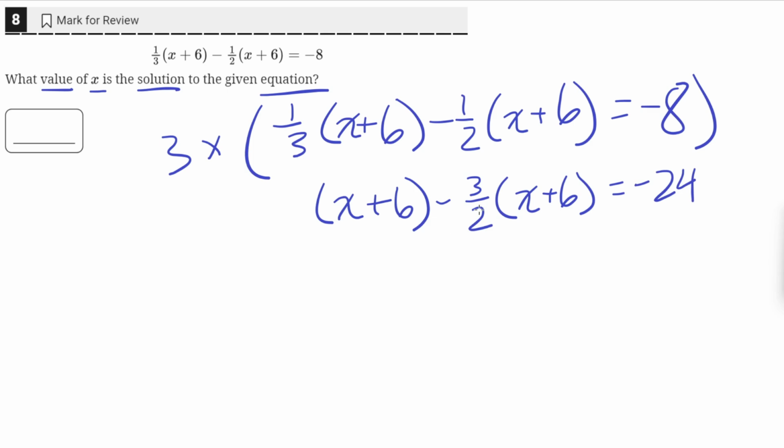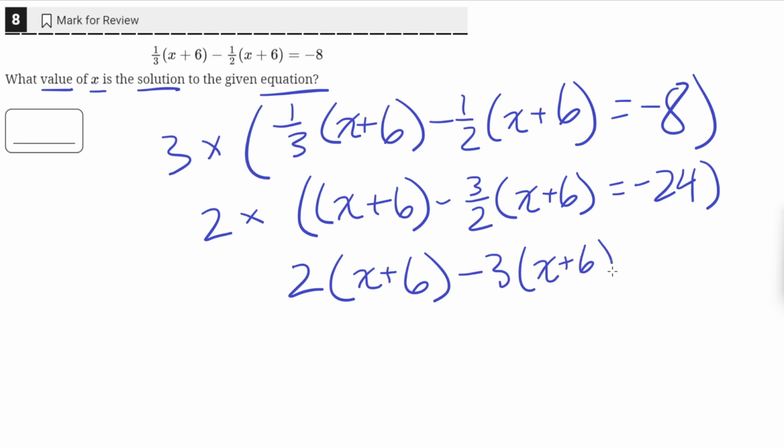Now, to get rid of this 3/2 here, what we can do is multiply both sides of the equation by 2. This way, we'll have 2 times (x + 6) minus 3 times (x + 6), because it cancels out with the half. And then -24 times 2 is -48. So now we've gotten rid of all the fractions, coefficients. So we can just now distribute out these coefficients in front of the quantities in the parentheses.